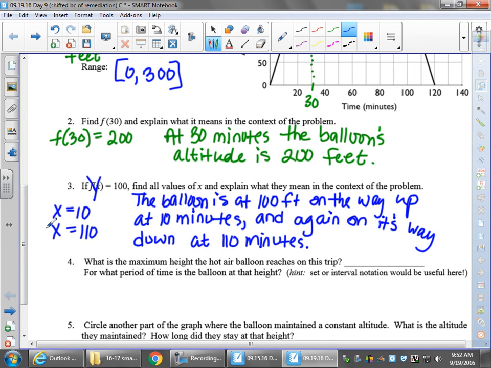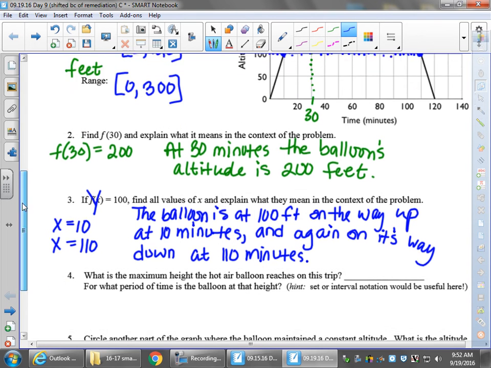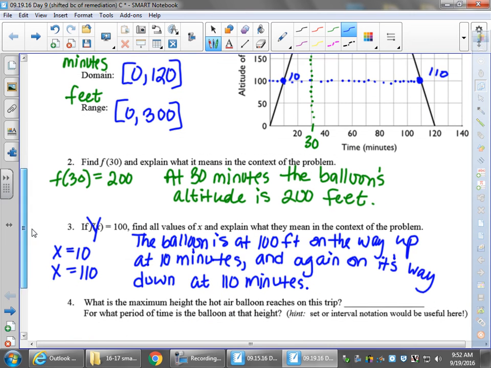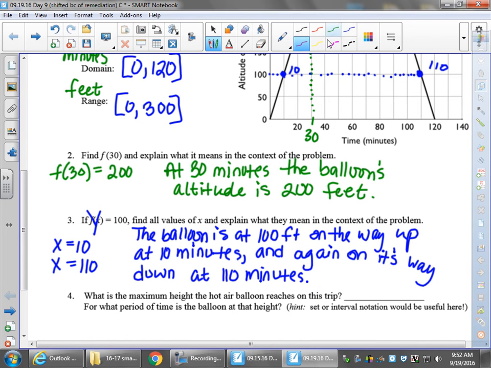What's the maximum height? Don't shout out. I want to hear a new voice. Emily? Yes. So I look. That's purely just what's the maximum height? 300 feet. What period of time is the balloon at that height?